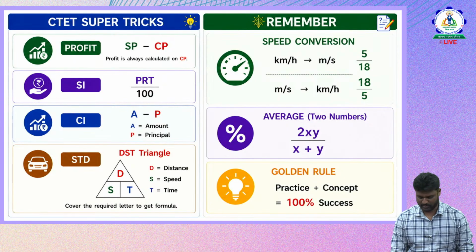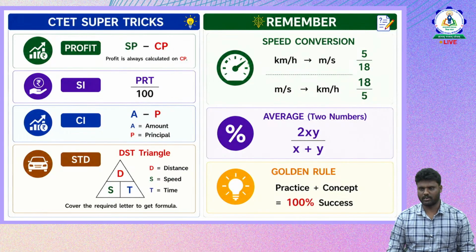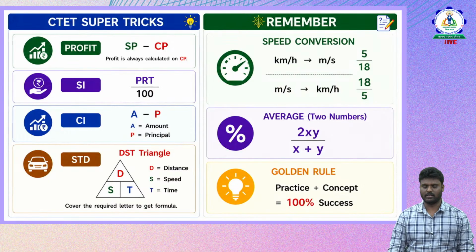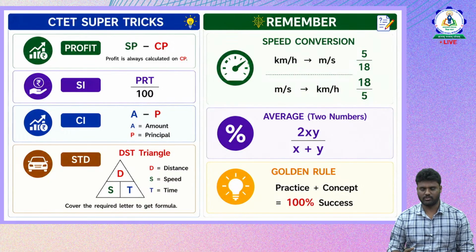Now with this we come to the end of the session. In this session we have discussed profit and calculations on profit and problems, applying the concept of simple interest and some problems based on compound interest, and some of the formulas based on speed, time, distance. So remember the conversion always whenever in the speed problems they ask kilometer per hour to convert into meter per second, you have to multiply with 5 by 18. Similarly, whenever they ask you to convert meter per second to kilometer per hour, we need to multiply with 18 by 5.